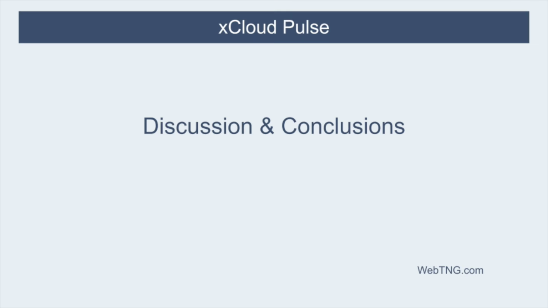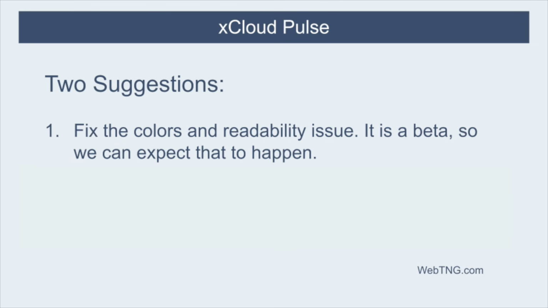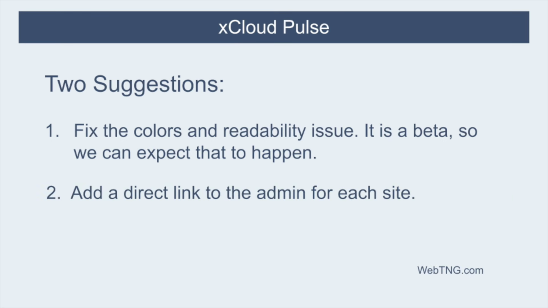Now for a bit of discussion. Two suggestions I can see right away. One is for the colors, so everything is easy to read. And another suggestion is to have a magic link to the admin dashboard for each site. Could be that admin link is there and I missed it, but that would be really useful. Of course, this is the first beta version. They can tweak these things and add to xCloud Pulse.